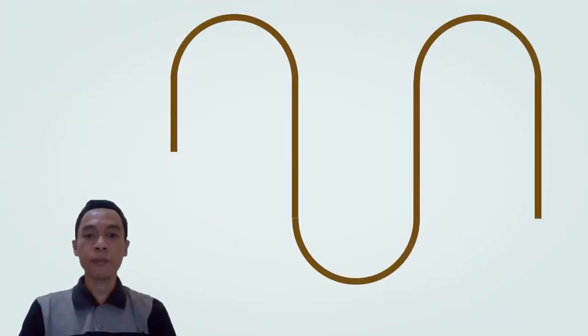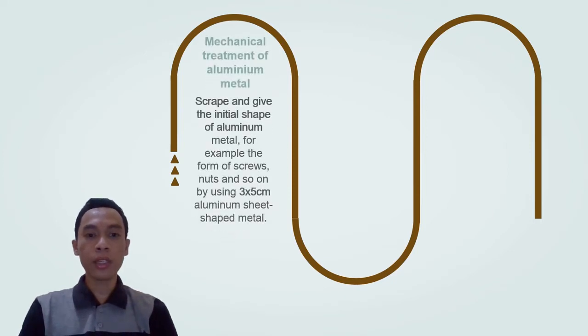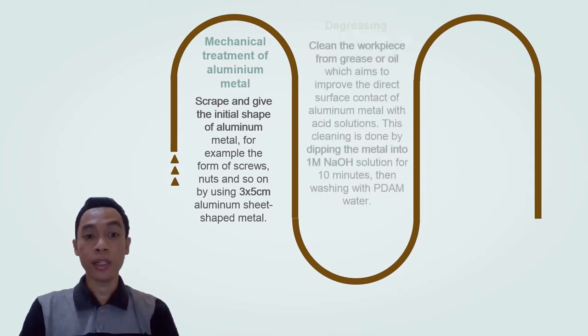The first step in the procedure is mechanical treatment of aluminium metal. In this step, we scrape the aluminium metal and give the initial shape of aluminium metal in size 3-5 cm. The aim of this step is to make it simple before the anodizing process. The next step is degreasing.